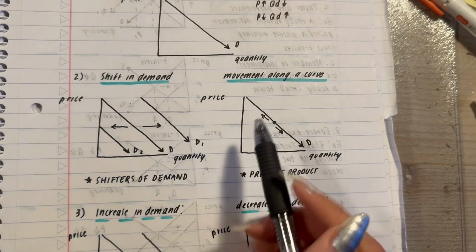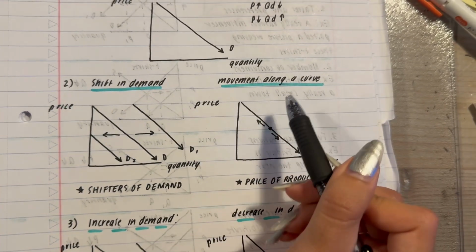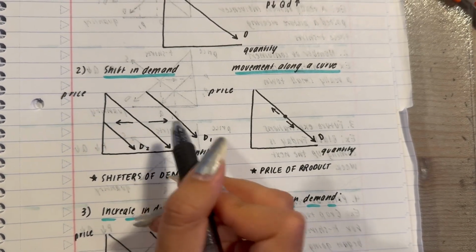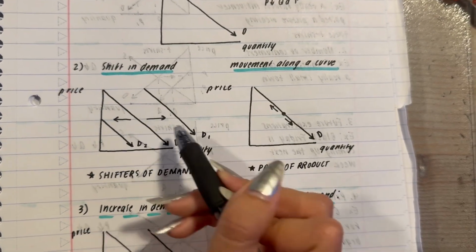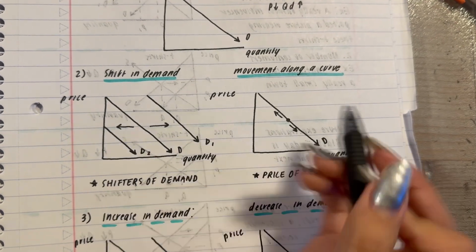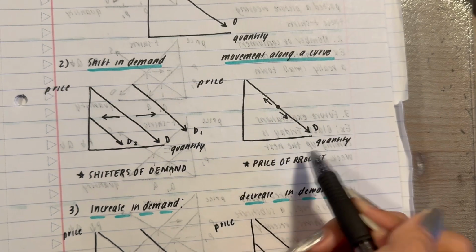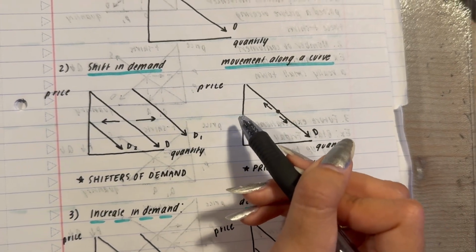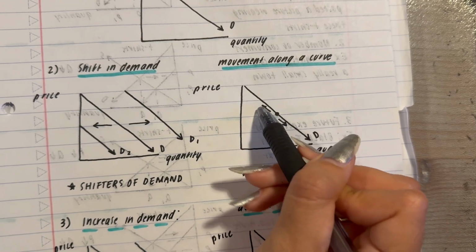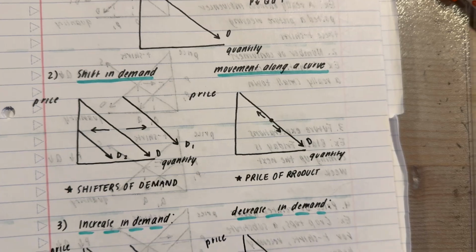So out of the two different types of movements that can happen along a curve, there can be a shift in demand or a movement along the actual curve. A shift in demand is the movement of the whole line either right or left, right meaning an increase in demand, and left meaning a decrease in demand. Whereas a movement along the curve usually occurs because there's a change in the price of the product itself, like the product in the market. So it can either move up along this line to this point up here, or it can move down.